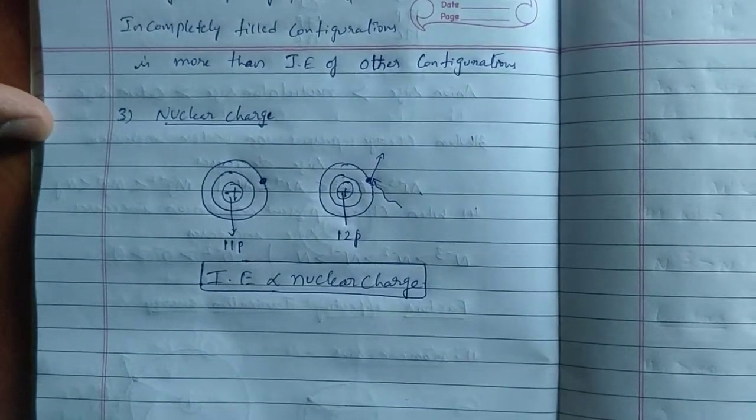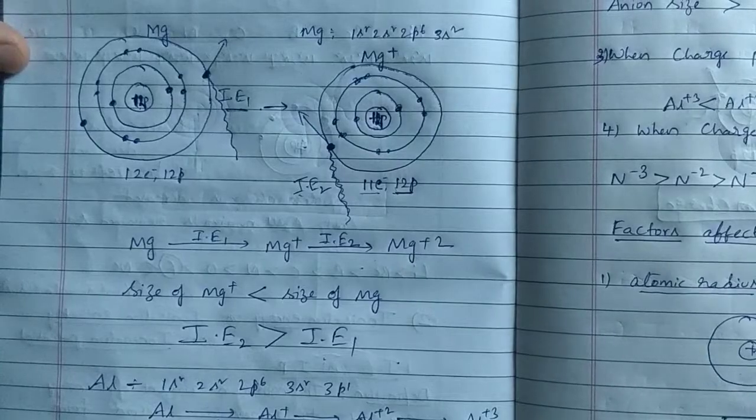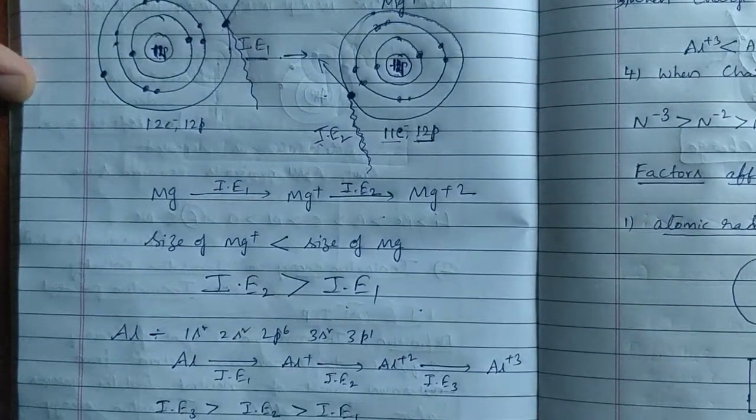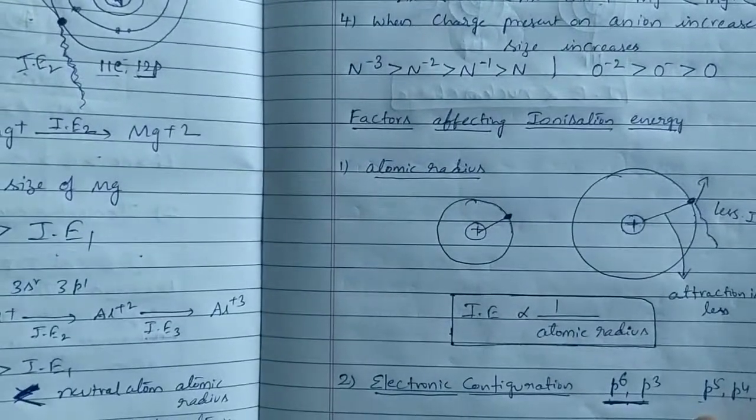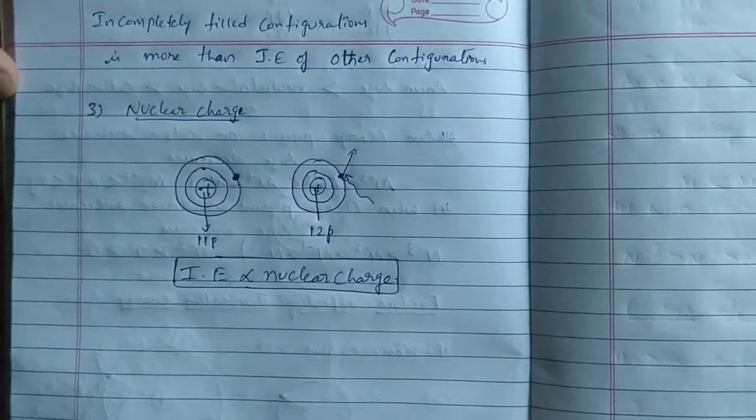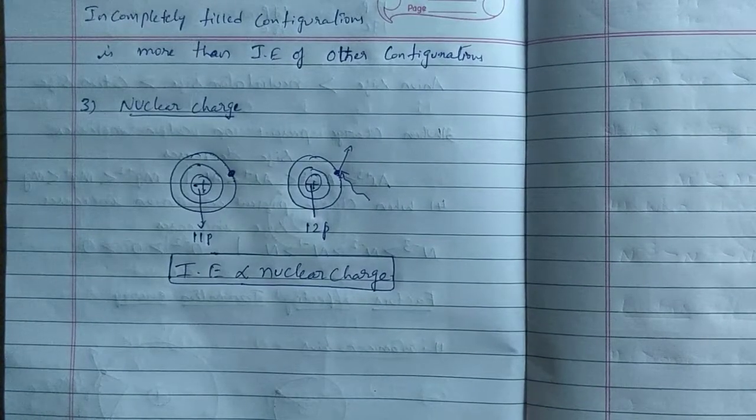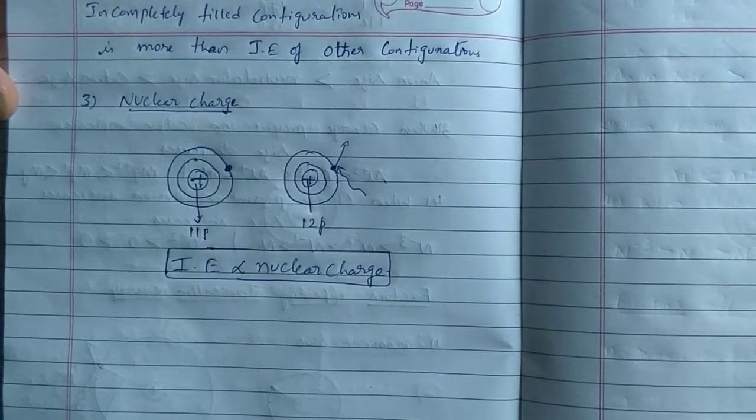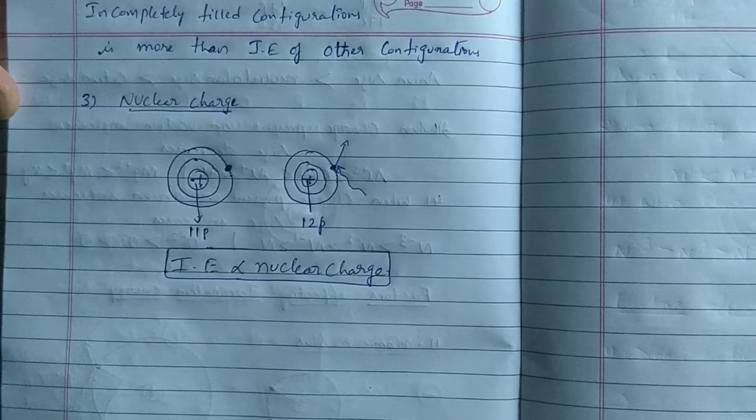So in today's class, we have seen ionization energy clearly: the definition, IE1, IE2, everything. Even the sizes of cation and anion were considered. And we started the factors affecting it: first factor atomic radius, second factor electronic configuration, third factor nuclear charge. The fourth factor, shielding effect, we will go through in the next class. We will continue the factors affecting ionization energy in the next class, and see how ionization energy is affected in group and period.